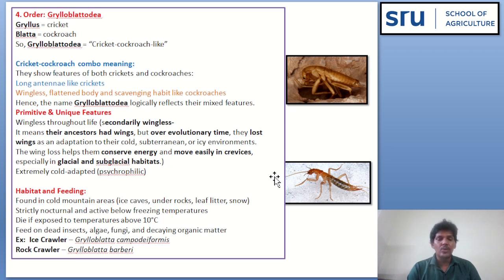They are found in cold mountain areas, strictly nocturnal and active below freezing temperature. They die if exposed to temperatures above 10 degrees Celsius. They feed on dead insects, algae, fungi and decaying organic matter.